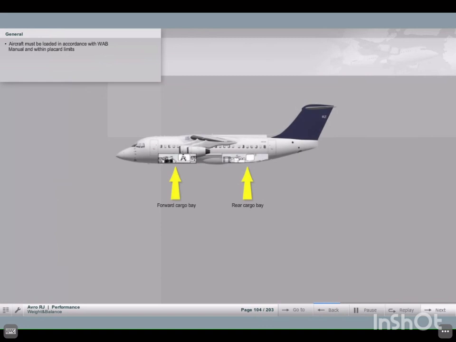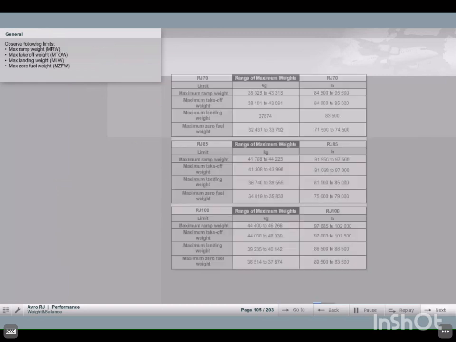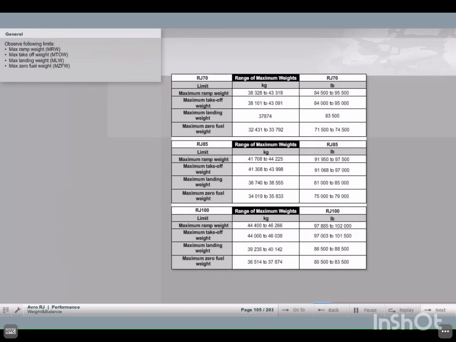The aircraft must be loaded in accordance with the aircraft weight and balance manual and within the limits placarded in the baggage and stowage compartments. There are 4 maximum weight limits: the maximum total weight authorized or maximum ramp weight, MRW, the maximum permissible takeoff weight, MTOW, the maximum landing weight, MLW, and the maximum zero fuel weight, MZFW.